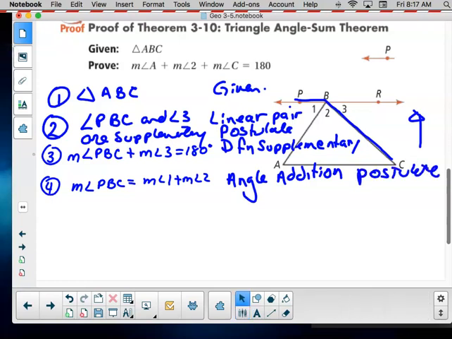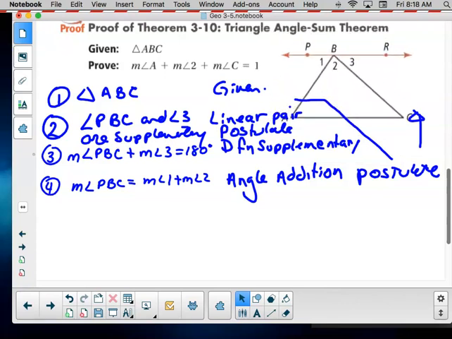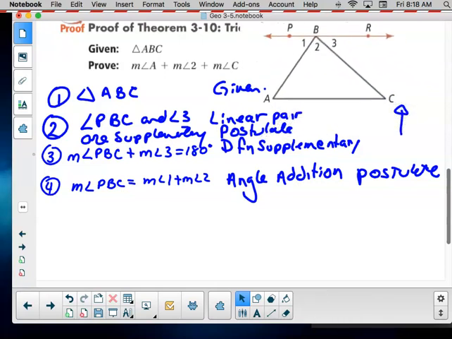Okay, and I'm going to get my diagram up a little higher so we can talk about that. Okay, now what have I done? I have taken, let me get my little pointer out here, I have taken the fact that angle PBC and angle 3, excuse me, I've got to get those back.